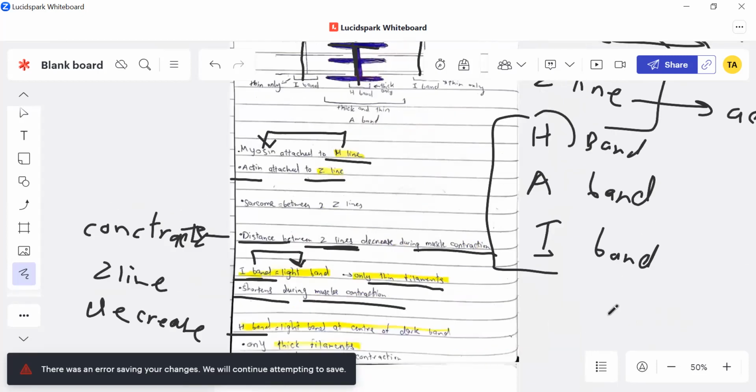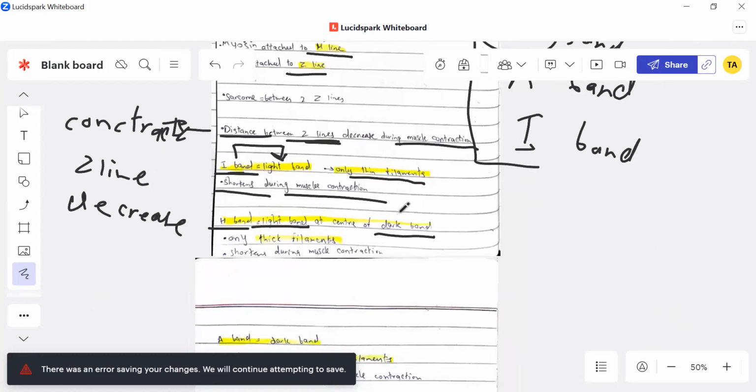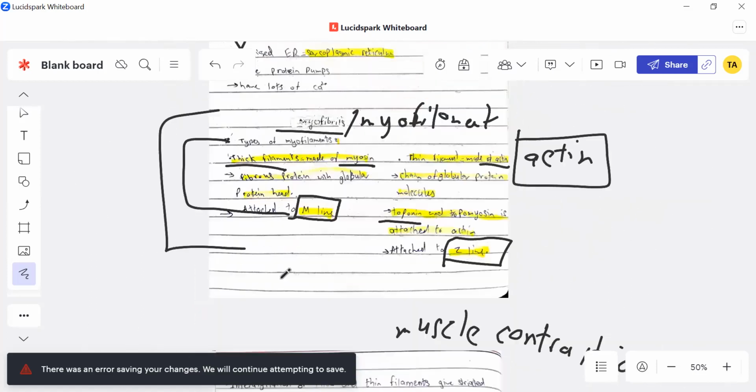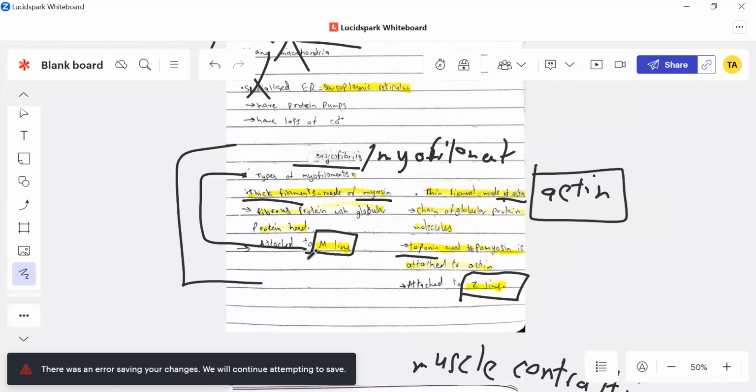The H band right here is made up of light band and dark band. Remember, it is made up of only thick filaments. The I band was only thin filaments. The H band is made up of only thick filaments. So a good way to remember this is, remember, the letter I is thin. This means it is made up of thin filaments only. And because they are made up of thin filaments, the I band contains actin.